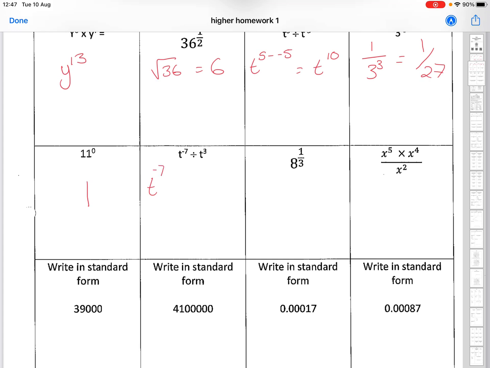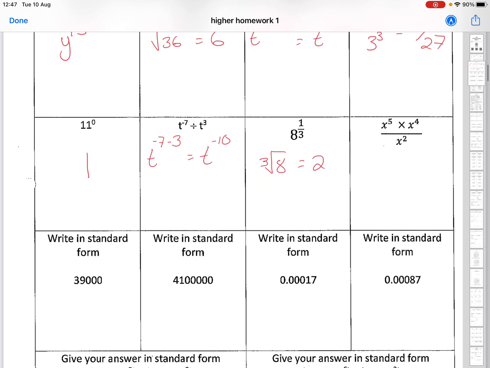When we're dividing, we subtract. So we've got t to the power of minus 7 minus another 3. That would give us minus 10. If we've got anything to the power of a third, I think that's exactly the same question as above, but we would take the cube root of 8, which is 2, because 2 times 2 times 2 is 8.